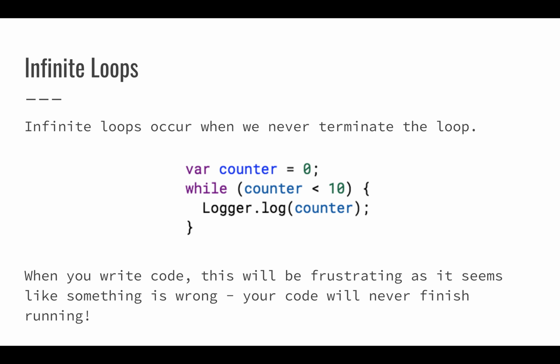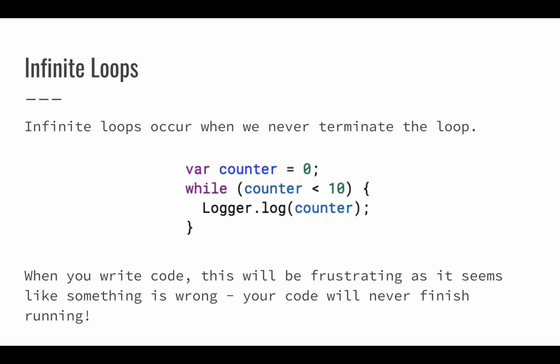And if you look at this code, it's pretty obvious what's going to happen once you think about it for a second. var counter is equal to 0. So counter is 0, while counter is less than 10, log counter. Well, we're never actually changing counter here. So what we'll end up with is a situation where we log 0, 0, 0, 0, and the machine's never going to stop doing that, which is bad.